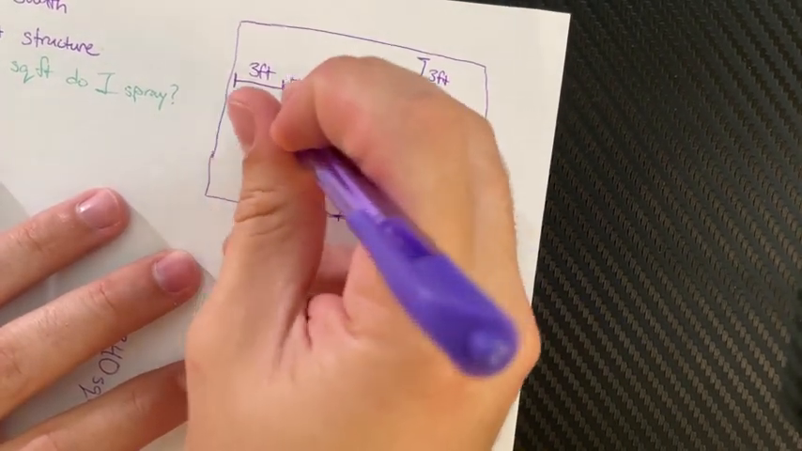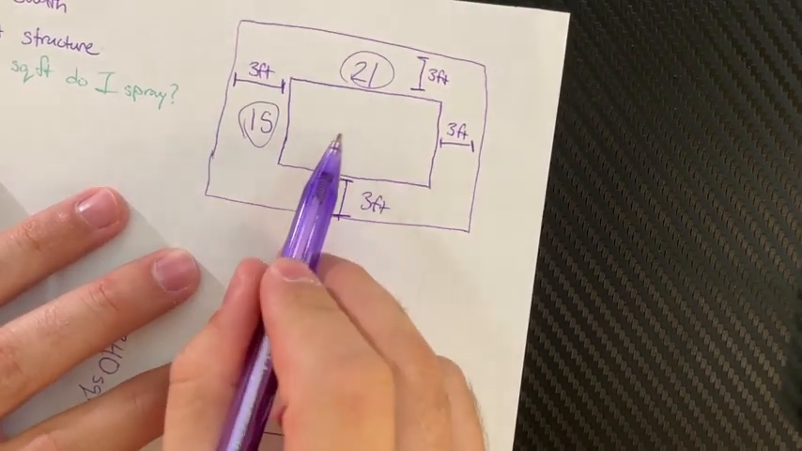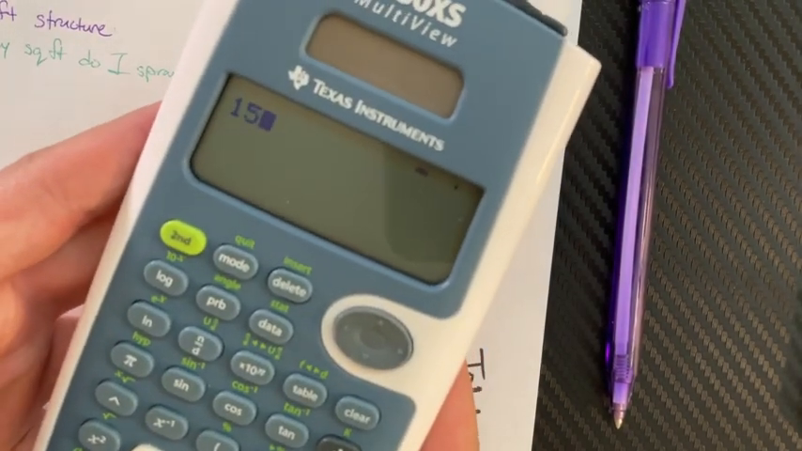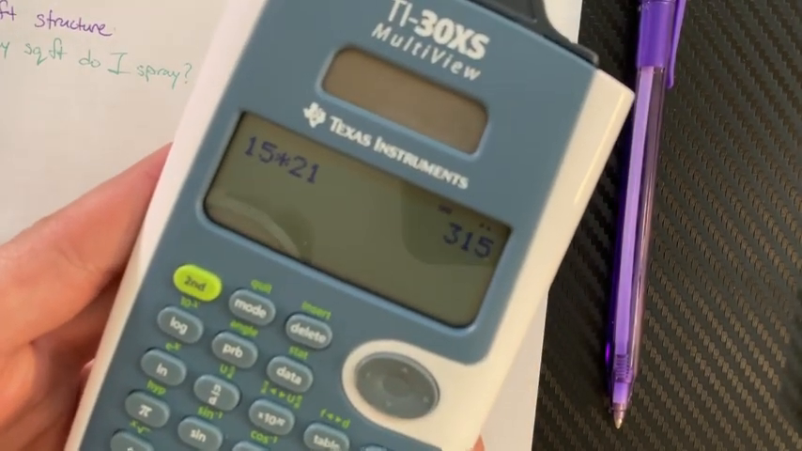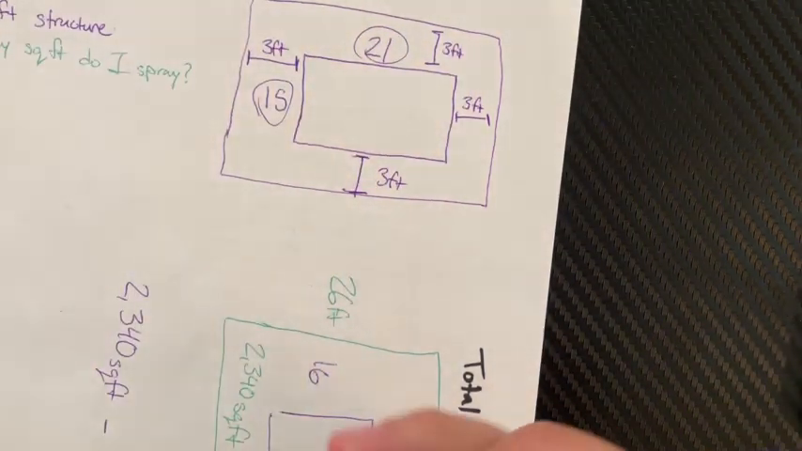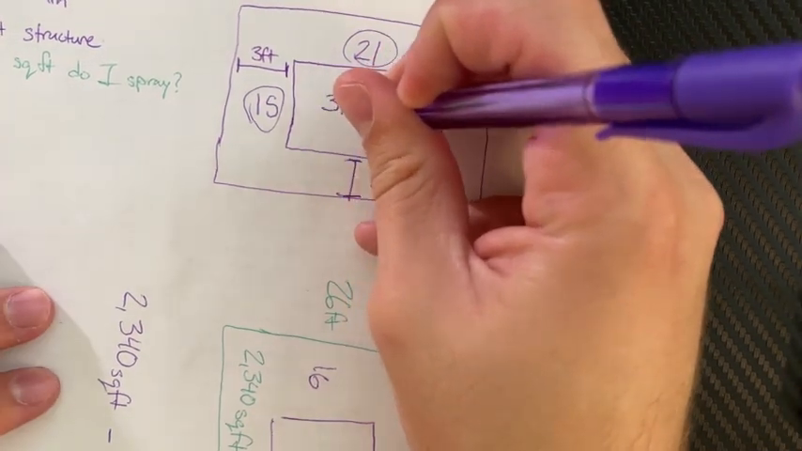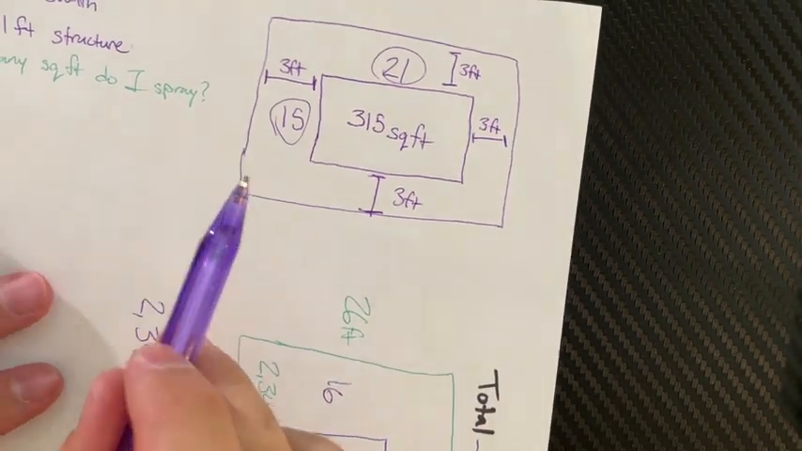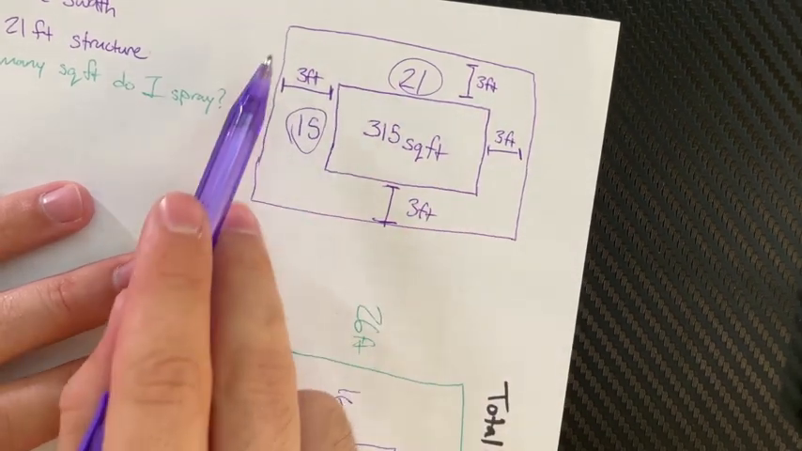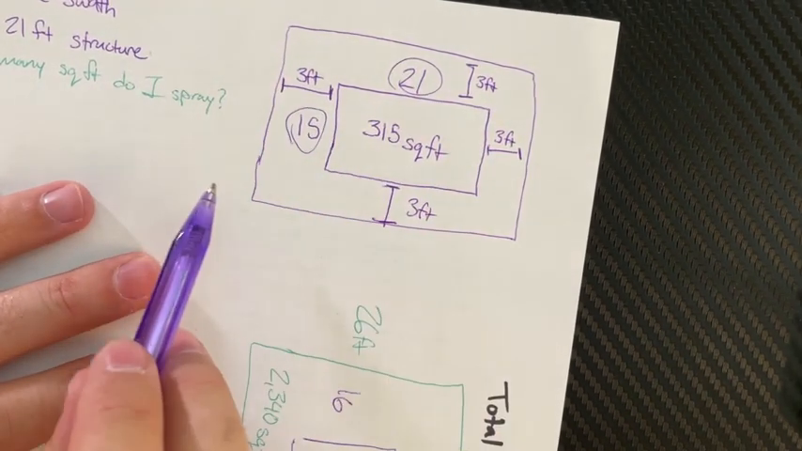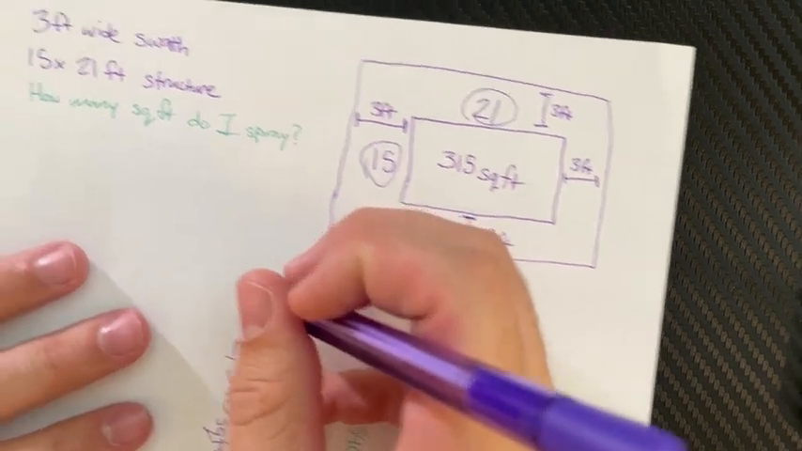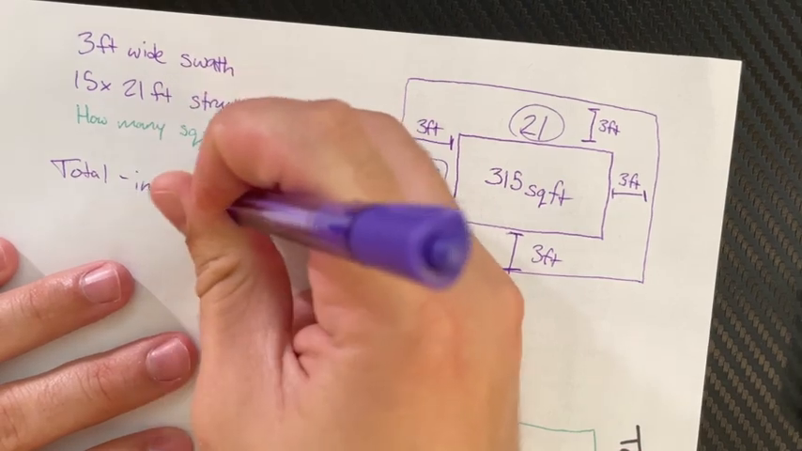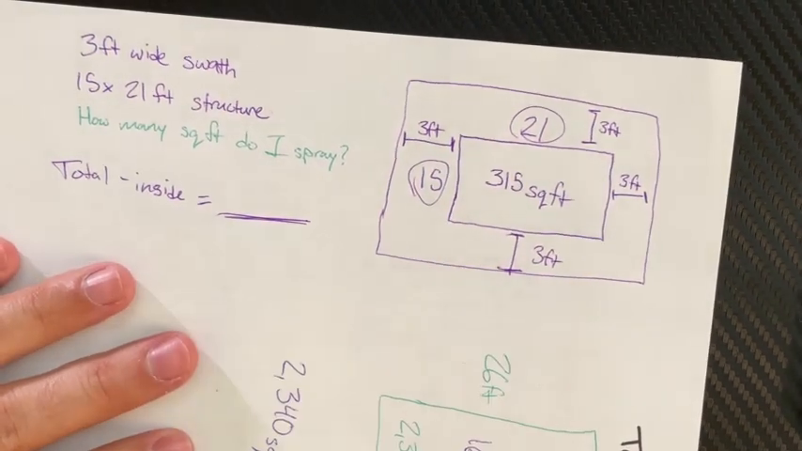So, we've got our numbers for length and width for the inside. So let's just go ahead and calculate that. 15 feet times 21 feet is 315 square feet. Okay, so this area is 315 square feet. Now let's find our length and our width for the larger area, which is the total area, because the formula we're using is total minus inside equals answer, area to spray, whatever.